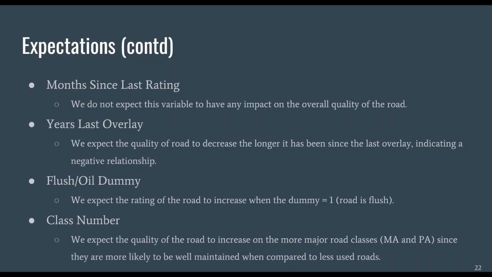For month since last rating, we do not expect this variable to have any impact on the overall quality of the road. For the year since last overlay, we expect the quality of the road to decrease the longer it has been since the last overlay, indicating a negative relationship. For our flush or oil dummy, we expect the rating of the road to increase when the dummy equals 1, which means the road is flush. And the last one is the class number. We expect the quality of the road to increase on the more major road classes, since they are more likely to be well maintained when compared to lesser roads.